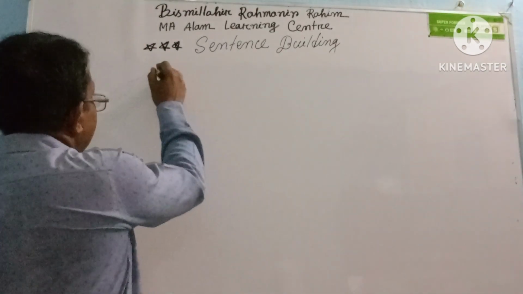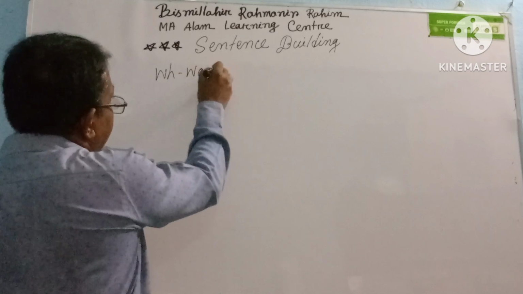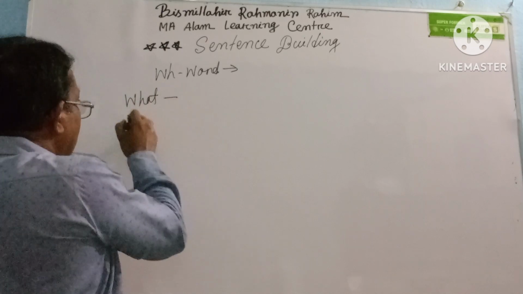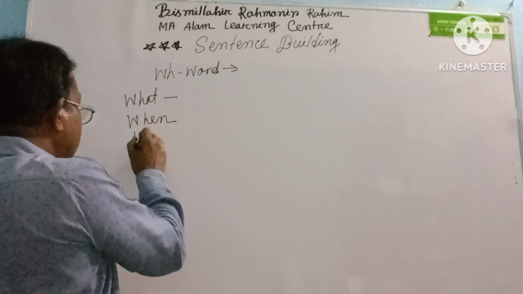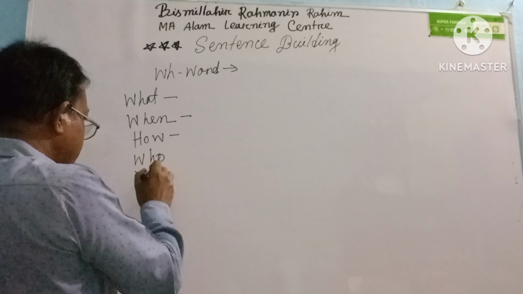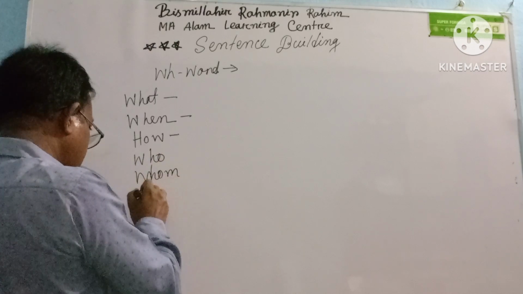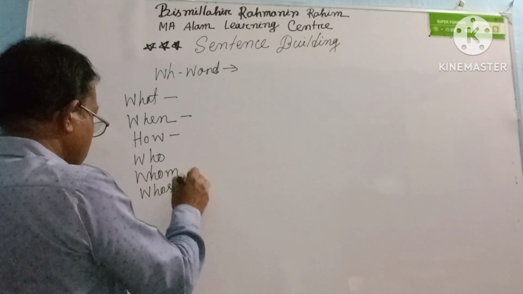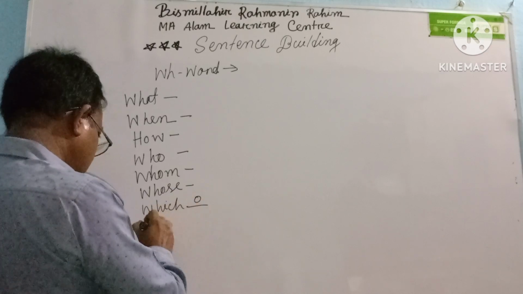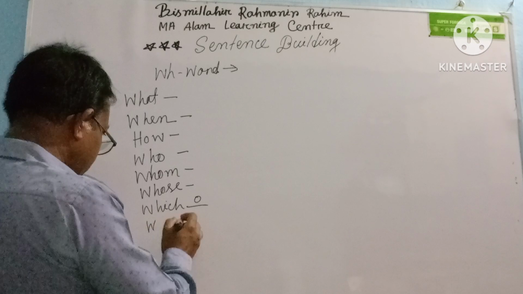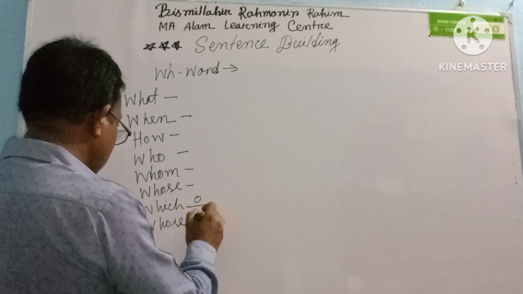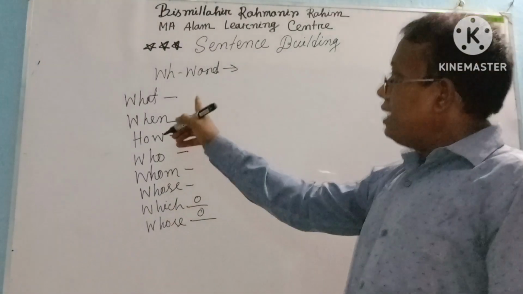WH words: what, when, how, who, whom, whose. Which dash? Whose dash? These are WH words.